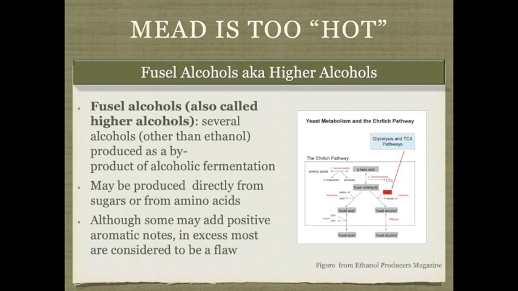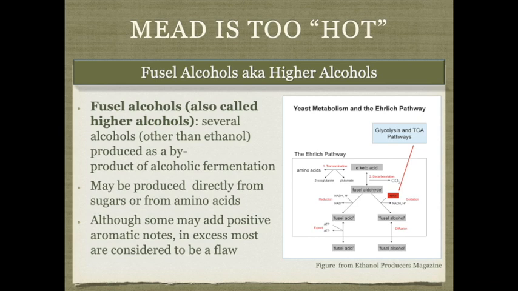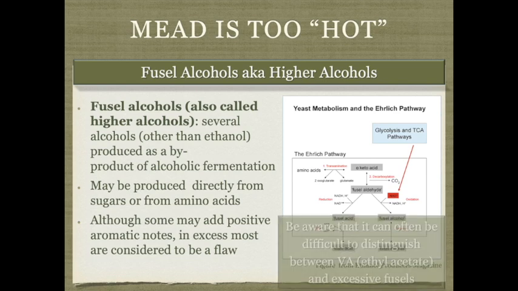Now, fusel alcohols, otherwise known as higher alcohols, are produced along with alcohol as a byproduct of alcoholic fermentation, and it can come directly from sugars or amino acids. And some of them actually may add positive notes. The problem is when there's too much of them, or too much of certain ones, it can be unpleasant and make the mead seem hot.